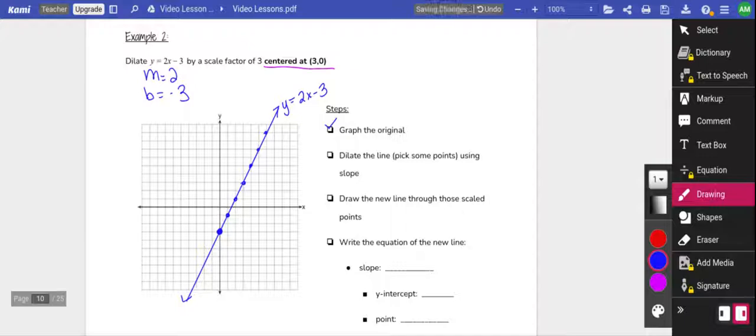Now I'm going to dilate the line using slope again. So again, I'm going to pick 2 points, but this time when I do it, I'm going to center it at 3, 0, which is this point. Actually, I'm going to draw it in a different color. I'm going to draw it in black.